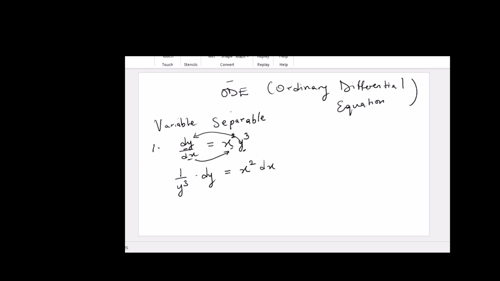Because you have the y here and you have x here, the best way is to just integrate both sides. So you're going to integrate both sides.